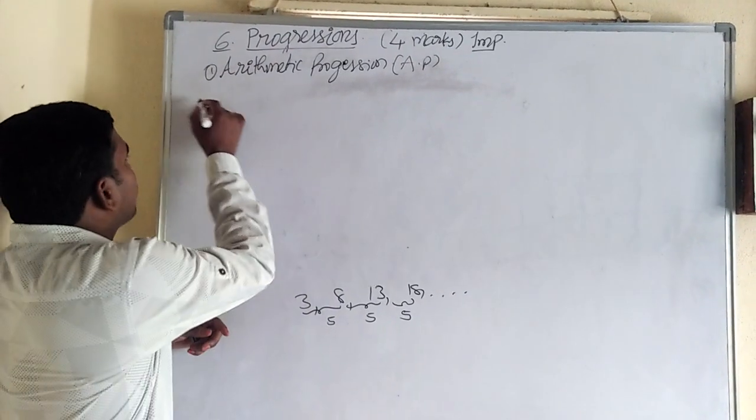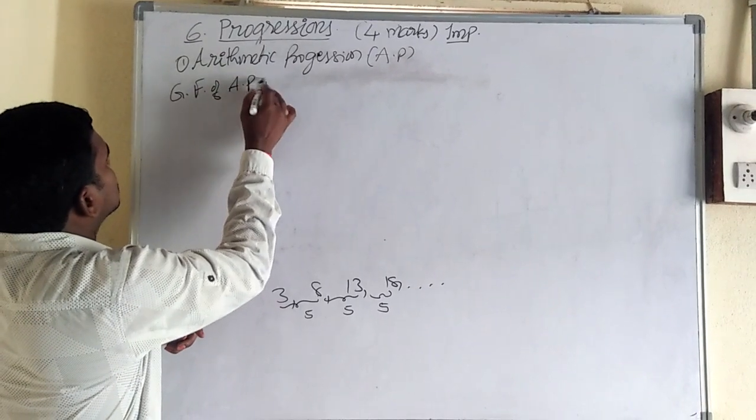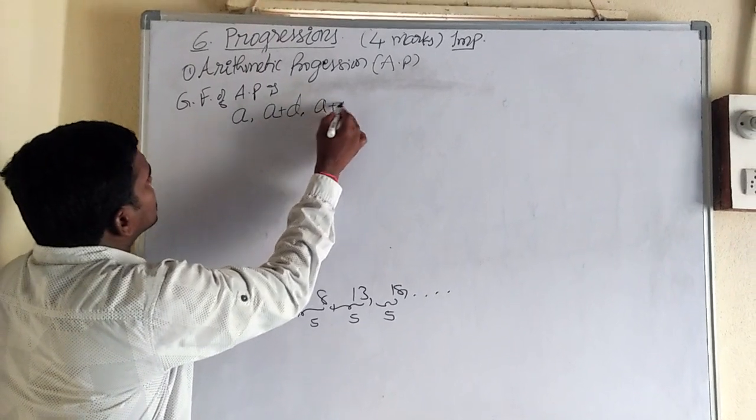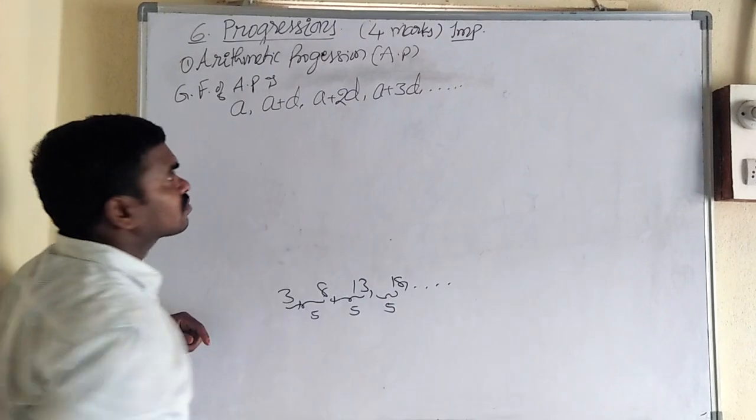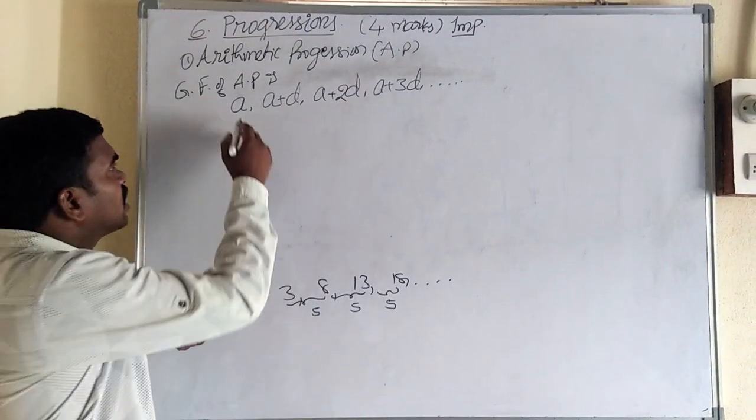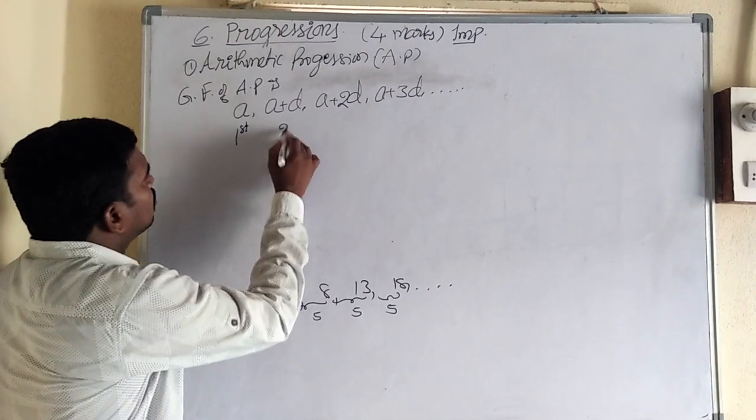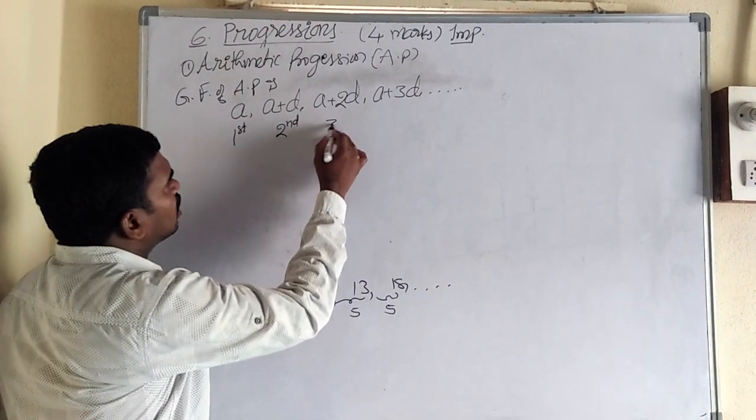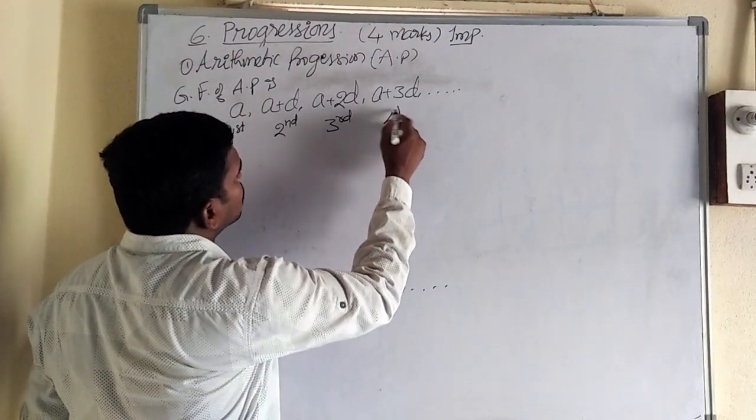So we can say the general form. General form of arithmetic progression is A, A plus D, A plus 2D, A plus 3D, so and so. This is called general form of arithmetic progression AP. In this, what is first term? A. What is second term? A plus D. What is third term? A plus 2D. What is fourth term? A plus 3D.